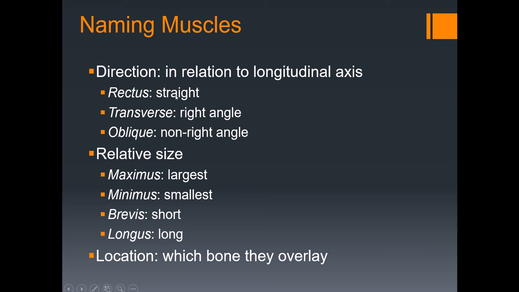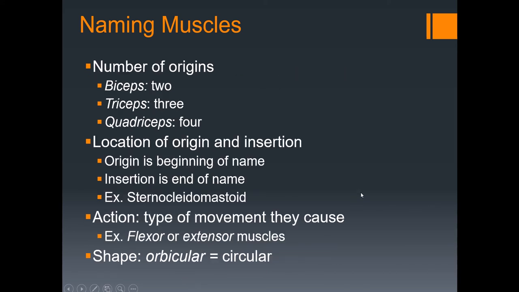The rectus part tells us that the fibers are running straight with the long axis of the body. The femoris part tells us that that muscle is located over the femur. We can also look at the number of origins. Biceps muscles have 2 origins, triceps muscles have 3 origins, quadriceps muscles have 4 origins.